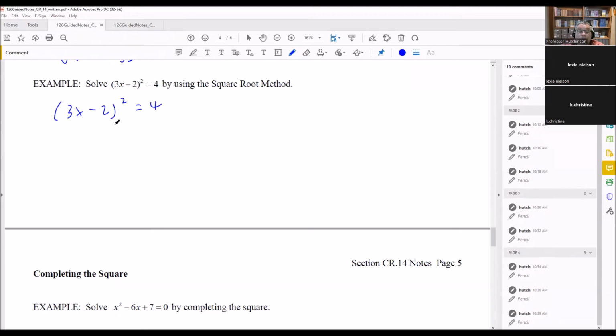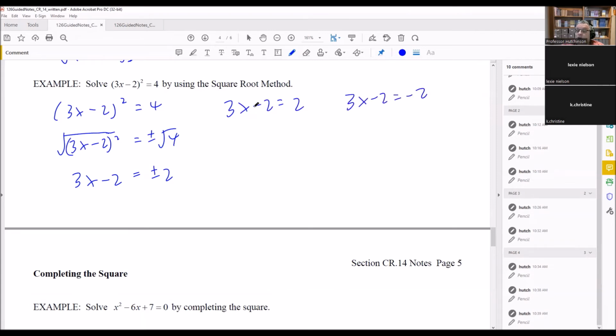Now that the square is isolated, you're going to take the square root of both sides separately. So I'm going to take the square root of 3x minus 2 quantity squared, and on the other side, plus or minus the square root of 4. The square root gets rid of the square, so we end up with 3x minus 2. And over here, the square root of 4 is 2, so we get plus or minus 2. What I'm going to do is write two different equations: 3x minus 2 equals 2 and 3x minus 2 equals negative 2. I have to set up two different equations because I have two different numbers on the right-hand side.